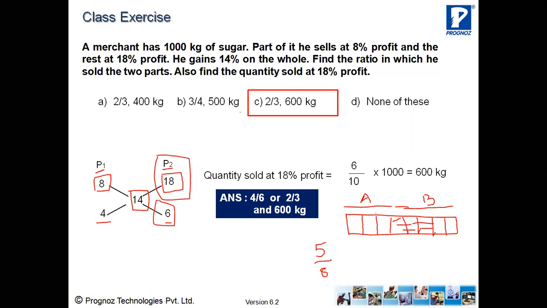So here in the quantity at 18% profit, this is 6/10, because the ratio is 4 and 6. So total there are 10 parts, and of 10 parts, the 18% profit is 6 parts. So 6 out of 10 belongs to the 18% profit part. So 6/10 into the total is 600 kg. Understood?